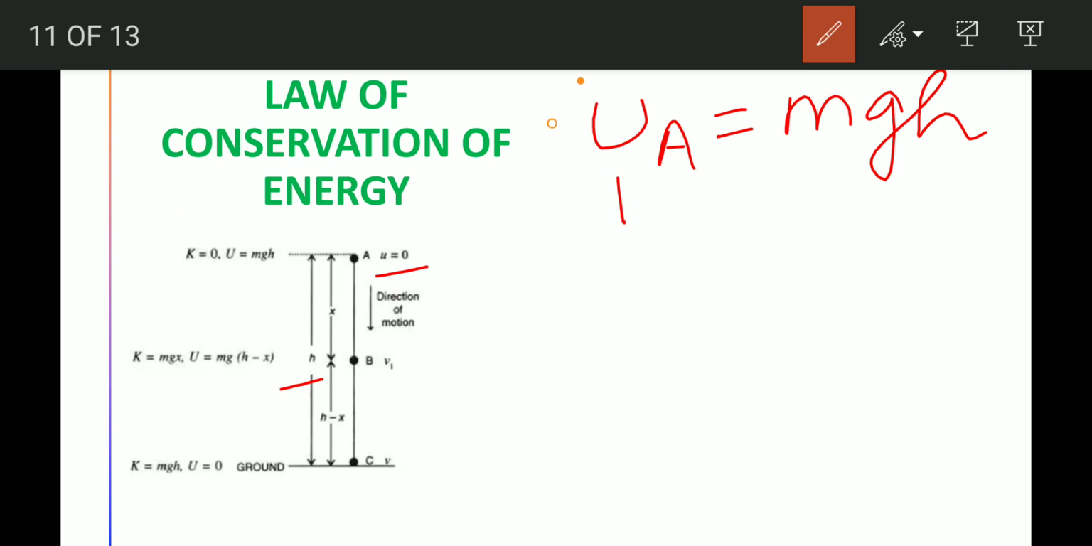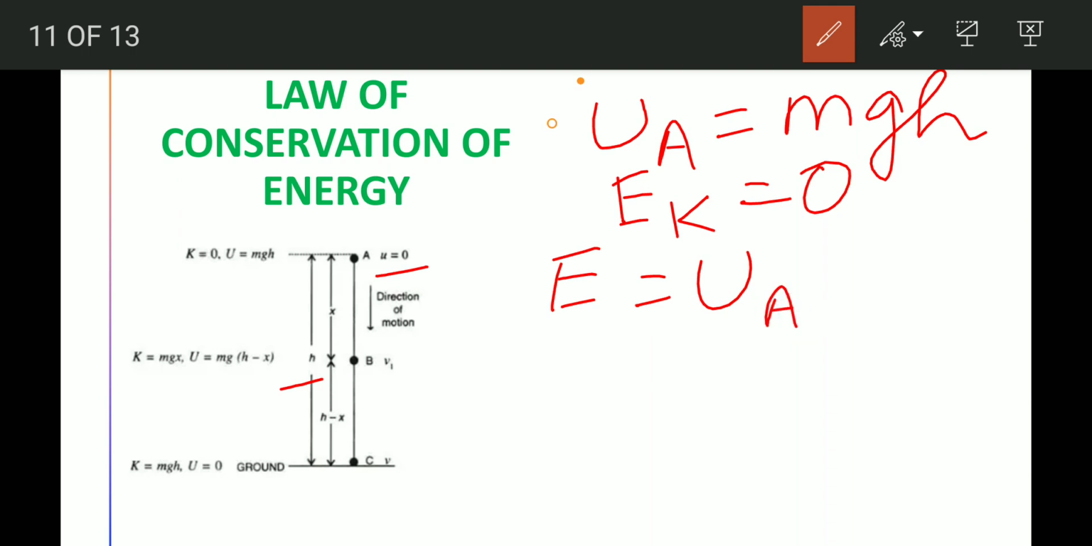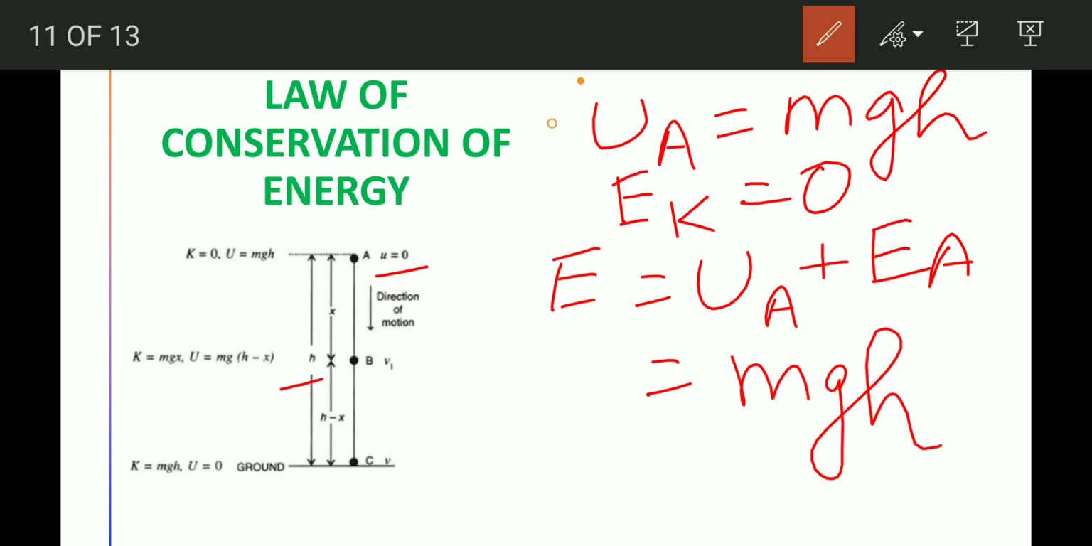And since the body is at rest, the kinetic energy is 0, which means the total energy, the sum of potential energy and kinetic energy, will be mgh. This is the energy at point A. Now let's see what its position will be after it has travelled a distance x. From the top it is falling freely. This is the direction of motion as shown over here, which is downwards.